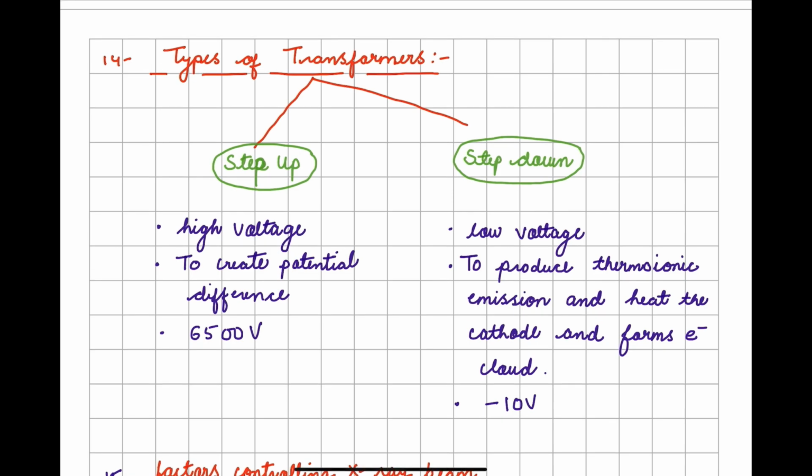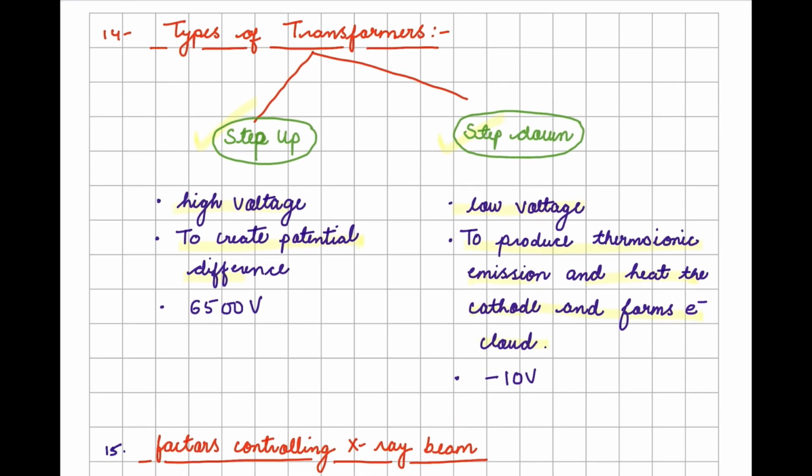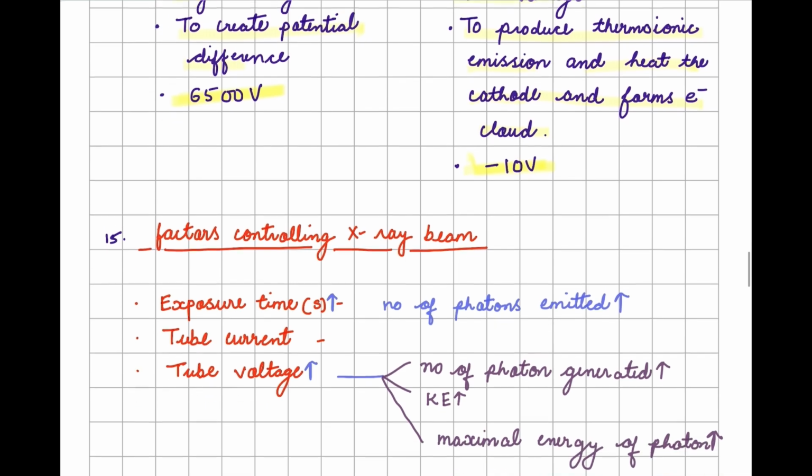Now the next question is types of transformers. So there are two types of transformers, step-up transformer and step-down transformer. The step-up produces high voltage, the step-down produces low voltage, and it creates the potential difference. The step-down is used to produce thermionic emission and heat the cathode and form the electron cloud. The voltage is 6500 volt and here the voltage is minus 10 volt.